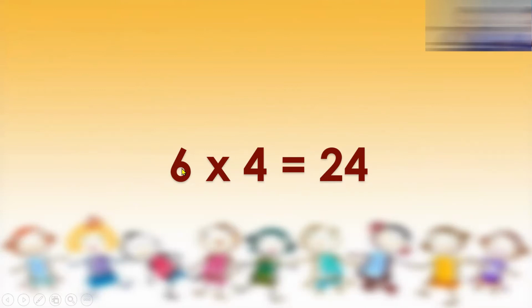What do we call 6 and 4? Number. Yes, they are numbers. But what do we call those numbers? Starts with letter F. Factors. Okay? 6 and 4 are the factors. These are the numbers that we multiply. Remember? And 24 is the multiple, the product of the two whole numbers that we multiply. Did you get it? Do you understand?